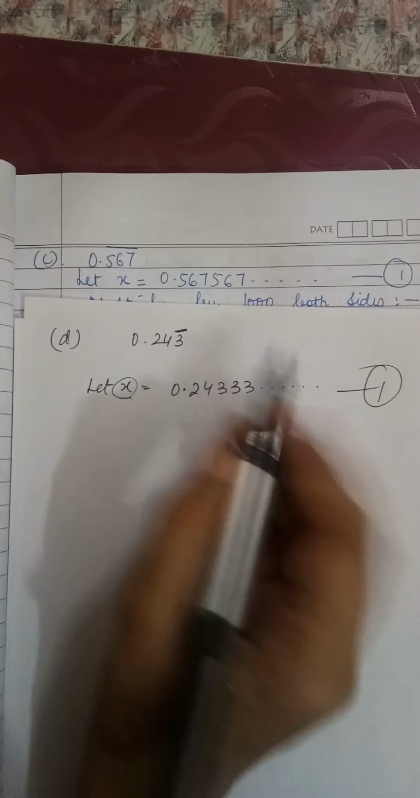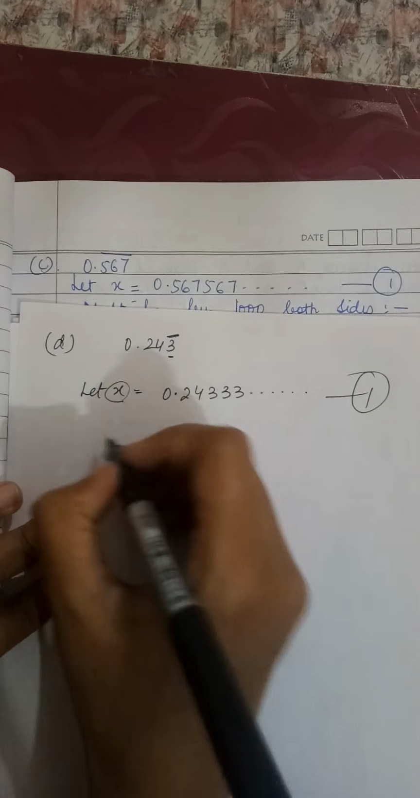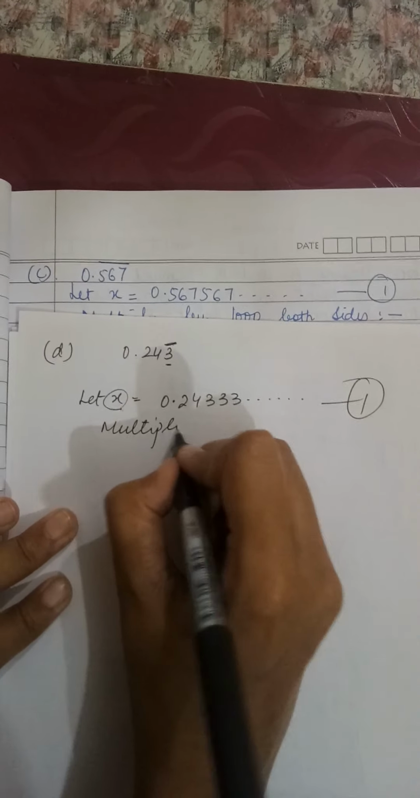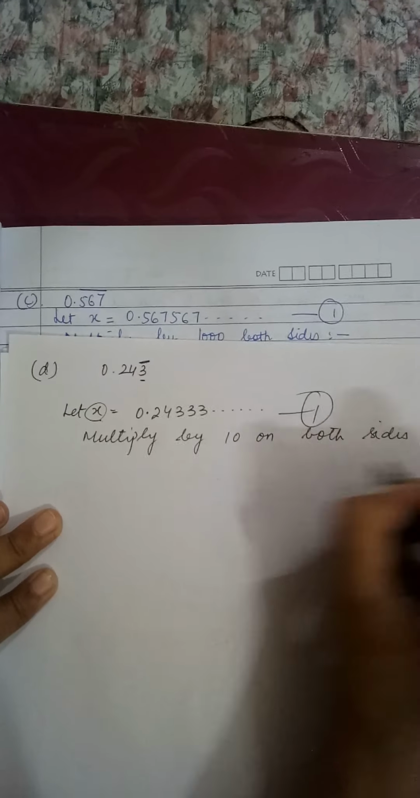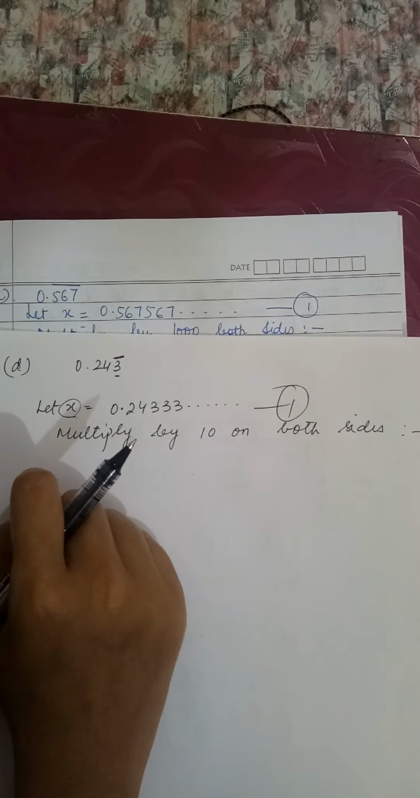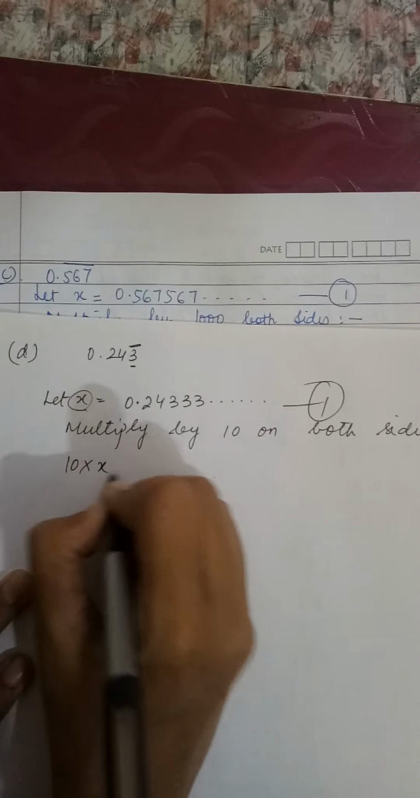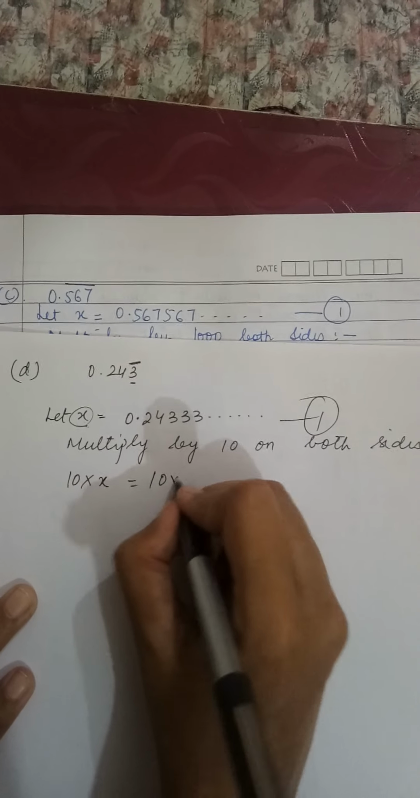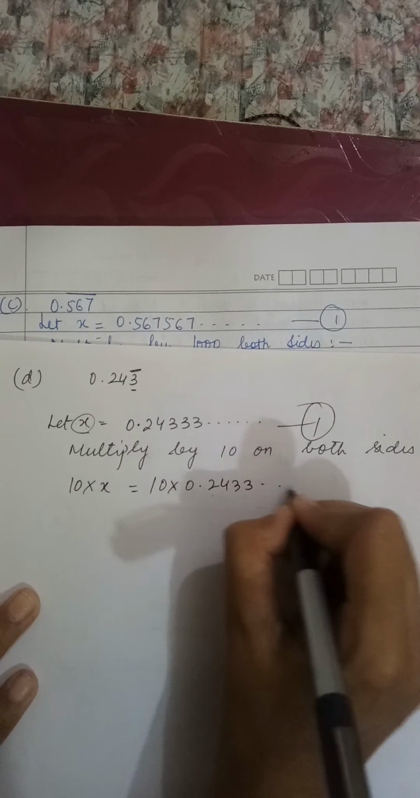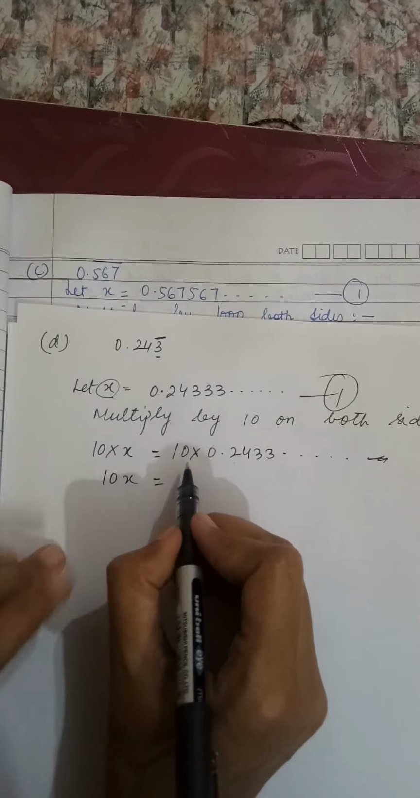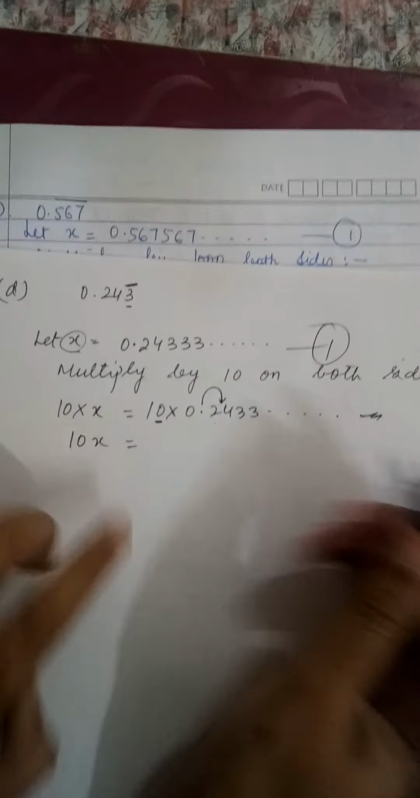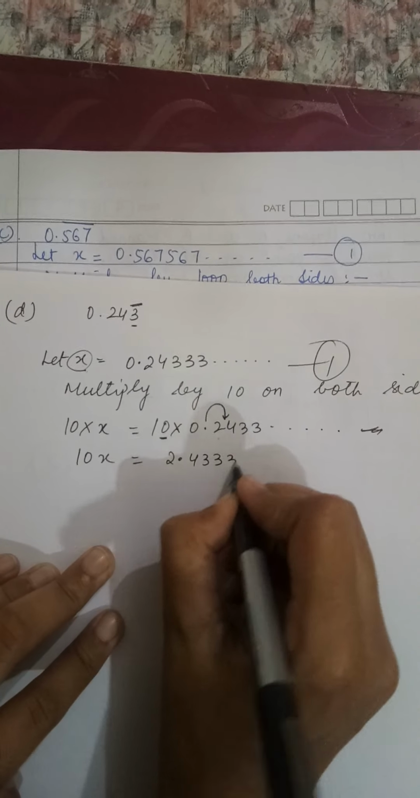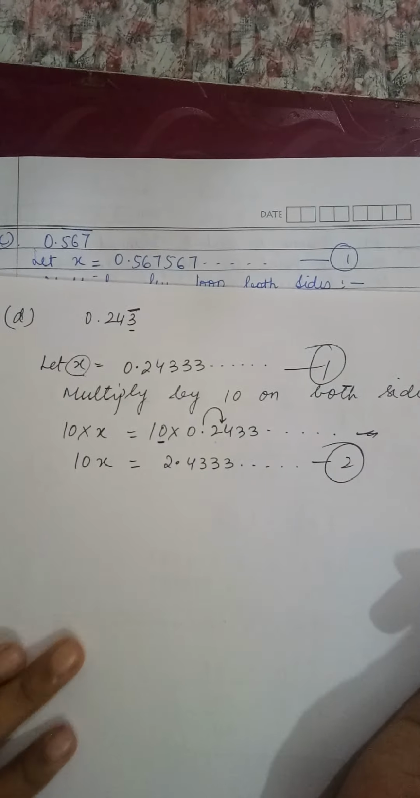Now only one digit is there below the bar, so I'm going to multiply both sides by 10 in this equation. 10 will be multiplied by x, 10 into 0.2433 and so on. Now the next is 10x is equals to, only one 0 is there, so this is going to shift one place ahead. It will be 2.4333 and so on, and this is equation number 2.